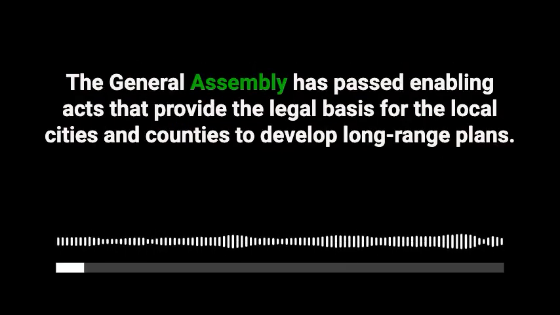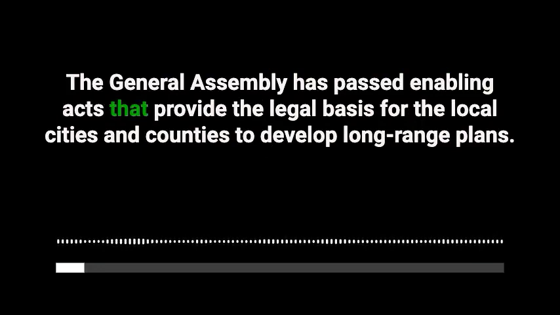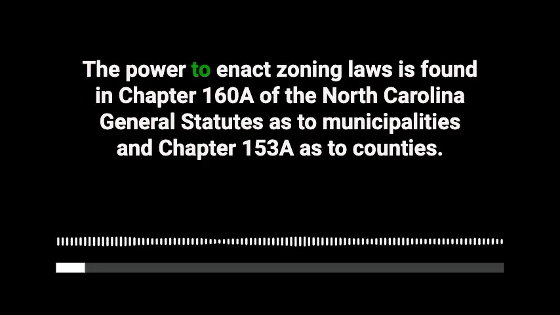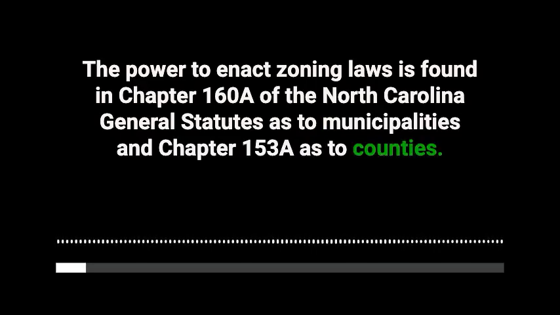The General Assembly has passed enabling acts that provide the legal basis for the local cities and counties to develop long-range plans. The power to enact zoning laws is found in Chapter 160A of the North Carolina General Statutes as to municipalities, and Chapter 153A as to counties.